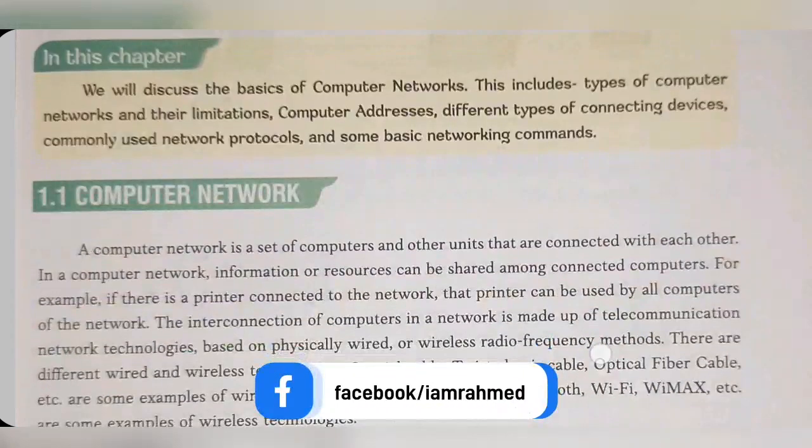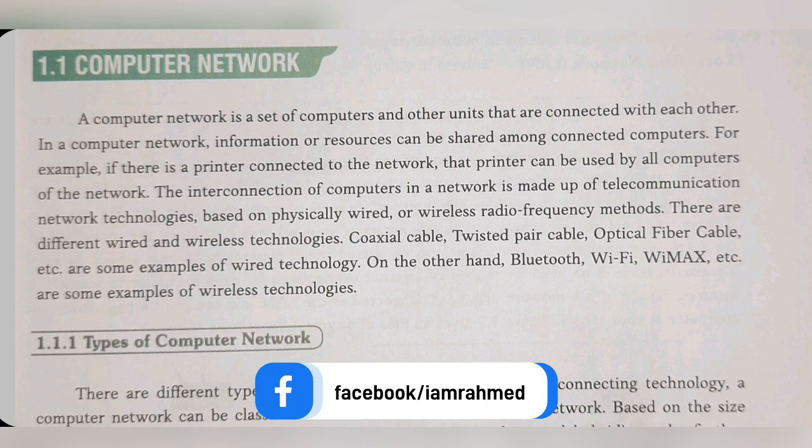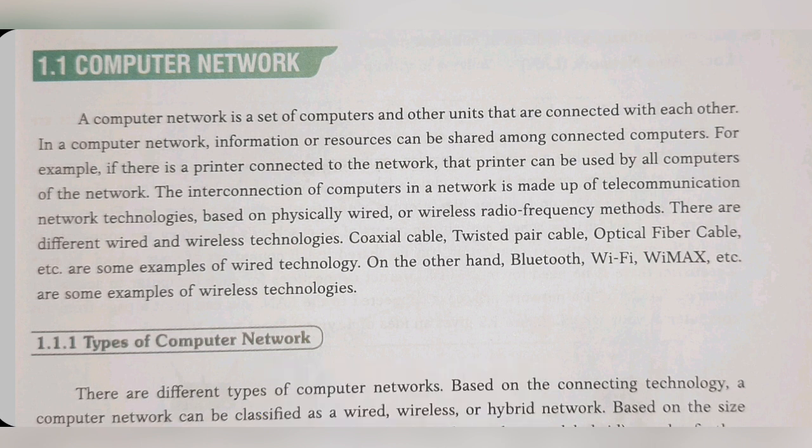So let's come to computer network. A computer network is a set of computers and other units. Other units can be like printer, scanner, web camera, etc. They are connected to each other. In a computer network, information or resources can be shared among connected computers. For example, if there is a printer connected on the network, we can use this printer from all the computers that are connected to the network. For that reason, we don't have to buy a separate printer for each computer.